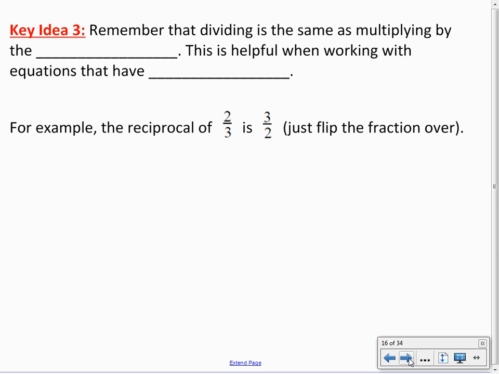Sometimes we'll have one-step equations that have fractions involved. So a key thing that I want you to remember is that dividing is the same as multiplying by the reciprocal. It's a very useful thing when it comes to working with fractions. So again, dividing is the same thing as multiplying by something's reciprocal, and we'll use this in equations that have fractions. For example, the reciprocal of 2/3 is 3/2. We're just basically flipping the fraction over.